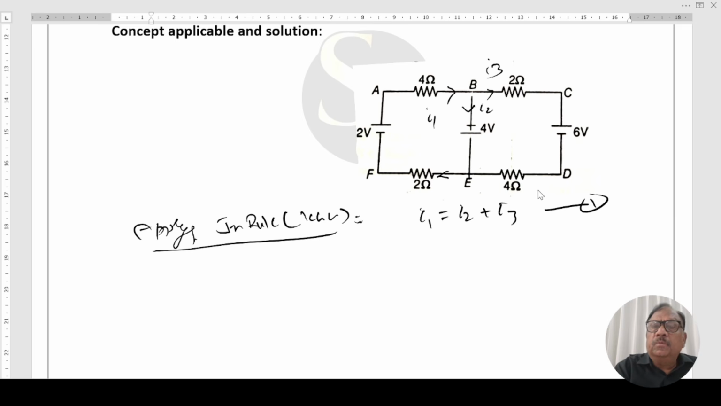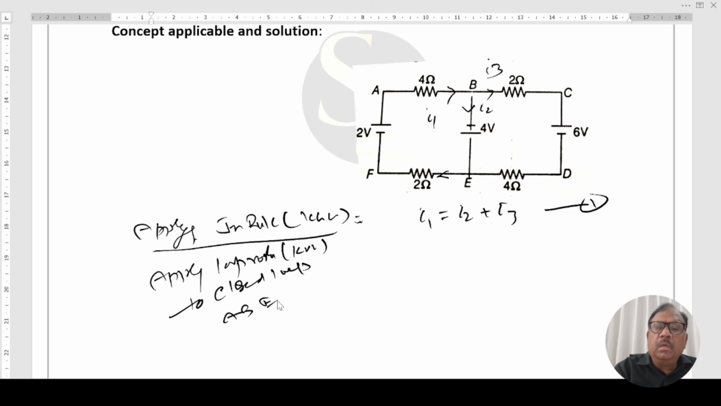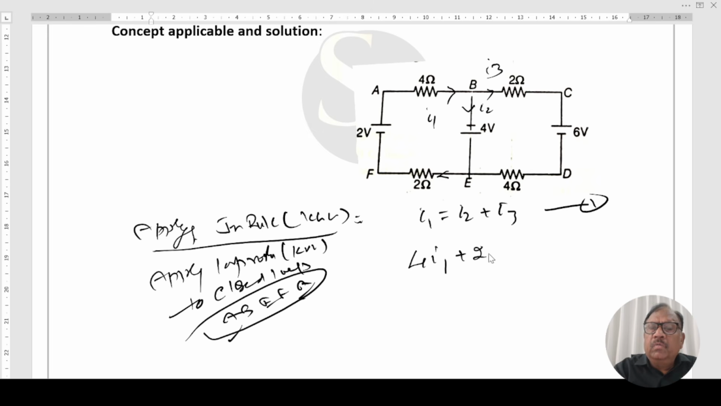Now applying the loop rule or KVL to the closed loop ABEFA. The initial and final point should be the same. 4I1 plus 2I1 equals positive, the current is flowing like this, the same current. 4 plus 2, 6I1 equals 6, I1 equals 1 ampere.